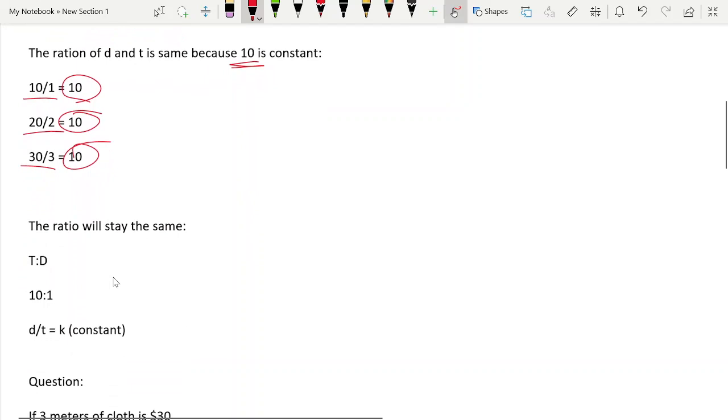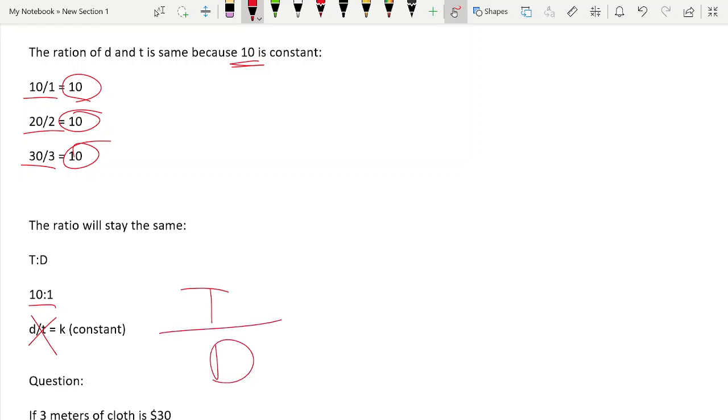Now, the ratio is the same. So, if you have t is to d, then it's going to be 10 is to 1. Okay? Now, we have got a little formula that we can take out of this, which is t by d, meaning time divided by distance, not d by t. It's going to be t by d is equal to k, which is a constant, meaning in this case it's going to be 10. Okay?